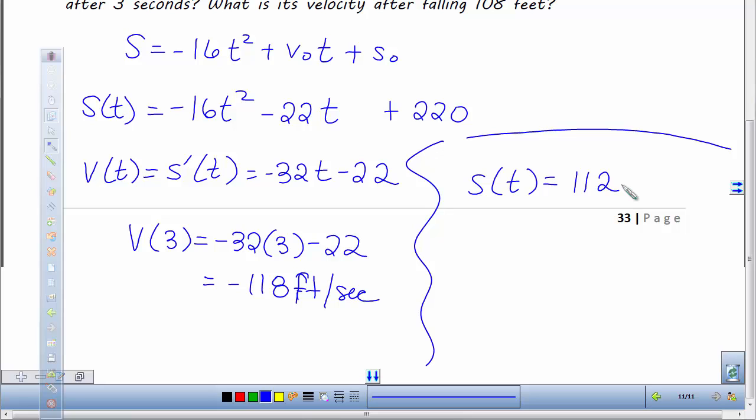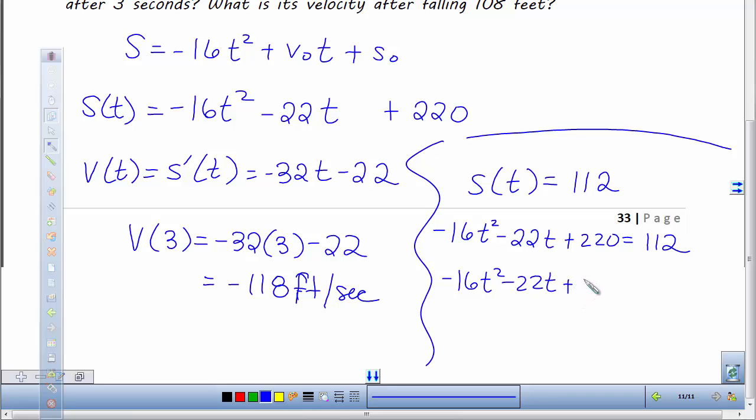So we're going to say negative 16 t squared minus 22t plus 220 equals 112. And we got to solve this. So what I'm going to do is subtract 112 from both sides. When I do, I get what? 108. And how can I solve this?